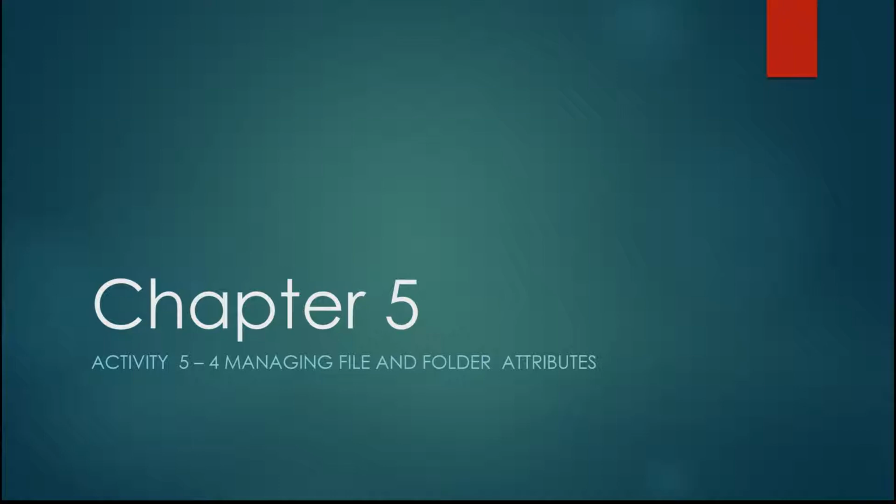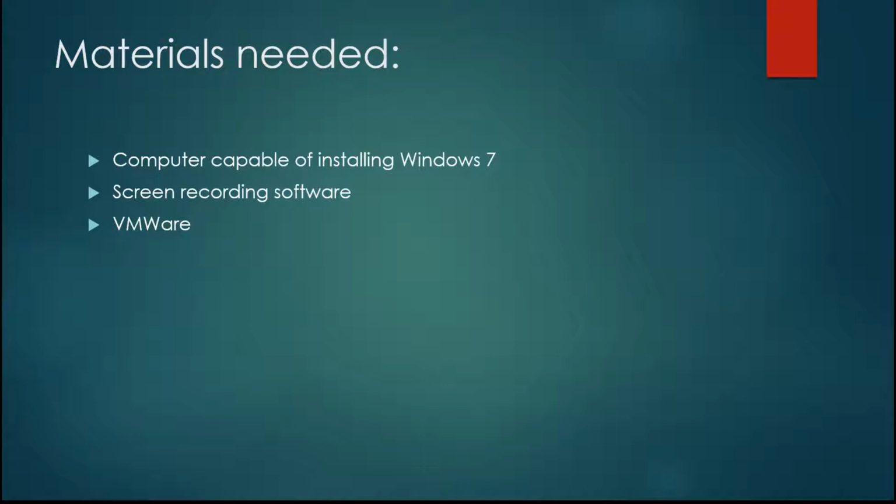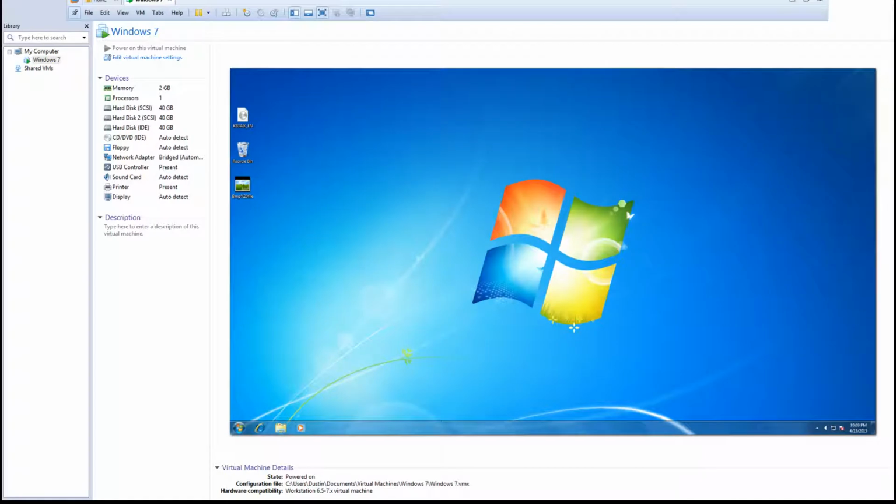In this video, we will be completing Activity 5-4, Managing File and Folder Attributes from Chapter 5. To complete this activity, you will need to have a computer capable of installing Windows 7, screen recording software, and you also need your VMware. The first part of this video will demonstrate how to add virtual disks to your Windows 7 instance. To begin, we will be working with VMware in the full screen.